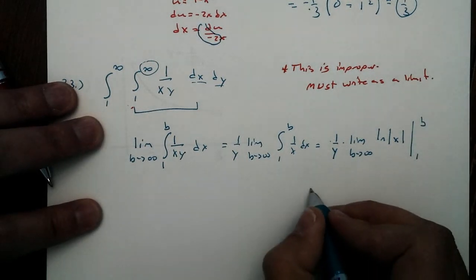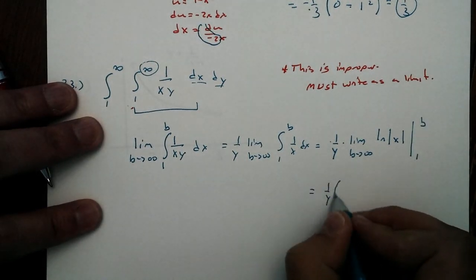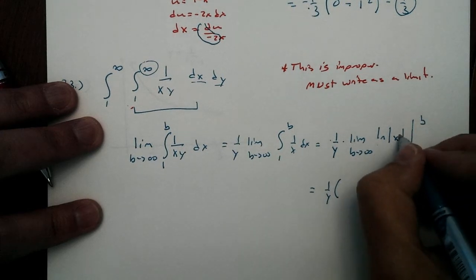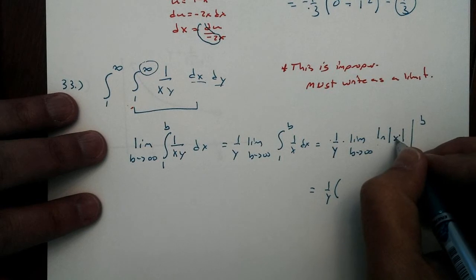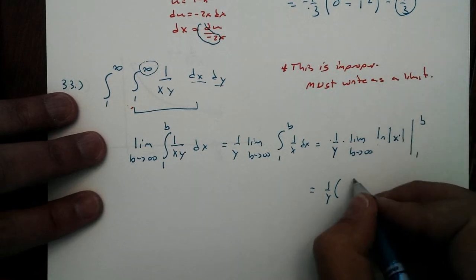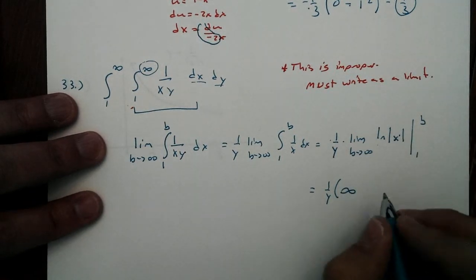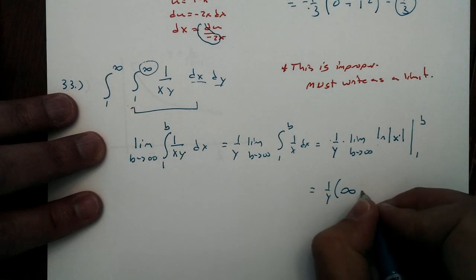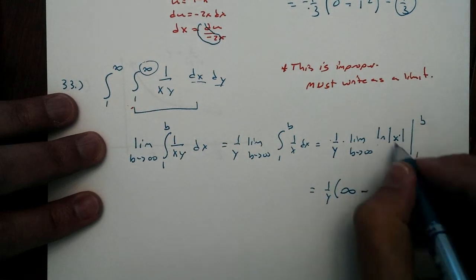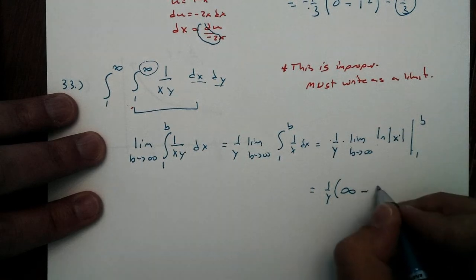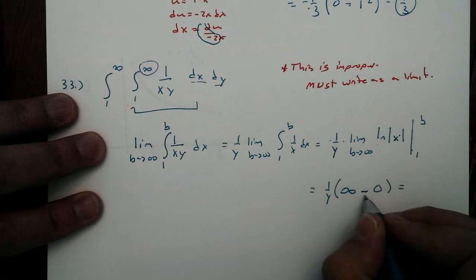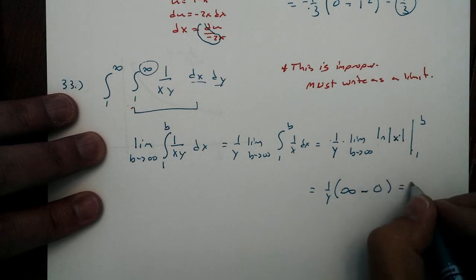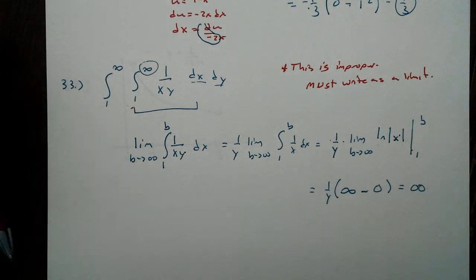So what do we get? Let's see if we can do this. 1 over y times, well, if I let b go to infinity here, this becomes natural log of b, which goes to infinity. That just becomes infinity. Minus, and if I plug in this 1, the natural log of 1 is just 0. So what do we get? Well, we're just going to get infinity in this case. Wow. So we're just getting infinity.